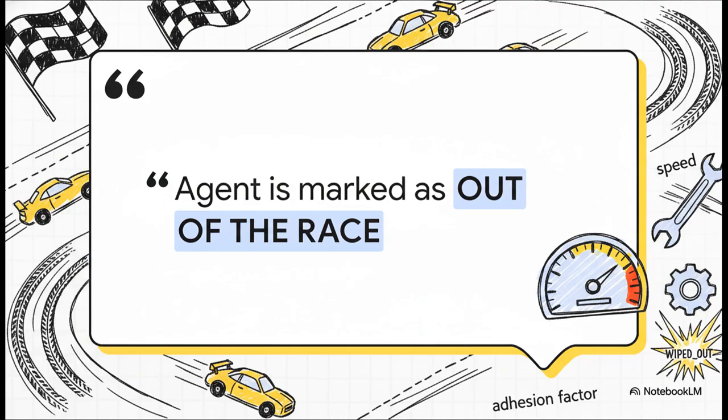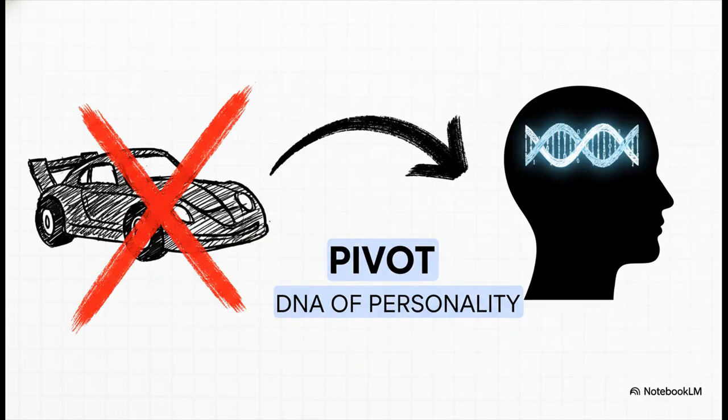So, to get started, I want to show you a little mystery. Take a look at this code. You see words like speed, adhesion factor, and the final result, wiped out. Your first guess is probably, what? A racing game? Some kind of physics engine for a car? Yeah, that's what I thought too. But get this, it's not for a car crash. This is actually the DNA of a personality. And understanding that difference is the key to unlocking this whole concept.